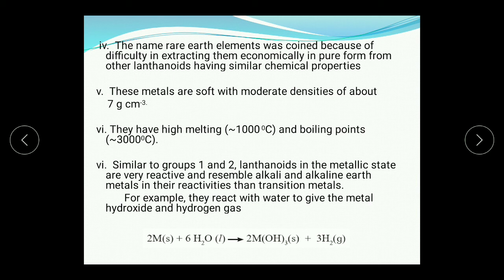So liberation of hydrogen is one of the characteristic properties of metals, and formation of alkali is one of the properties of alkali metals, that is, the strongest metals. So these elements, that is inner transition elements, are similar in properties to alkali and alkaline earth metals, and not like transition metals.